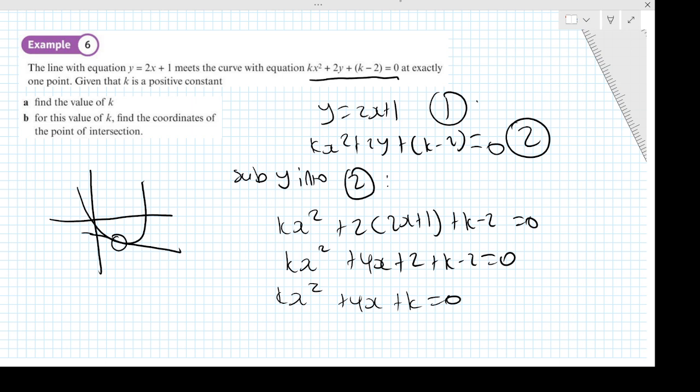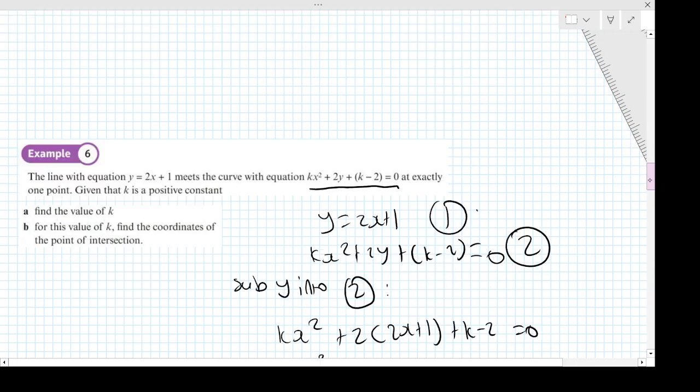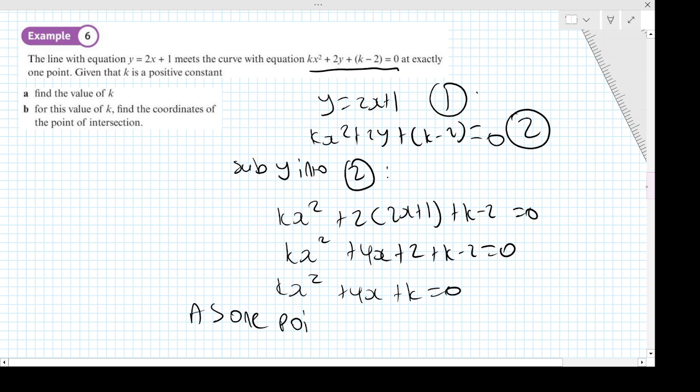But what does that mean in reality? Well, there's only one solution to the simultaneous equations, and we discussed this last time. And there's only one solution to a quadratic simultaneous equations. That means the resulting quadratic that we get here has to have a discriminant of 0, because there's only one root really, one distinct root. So one point of intersection, yeah.